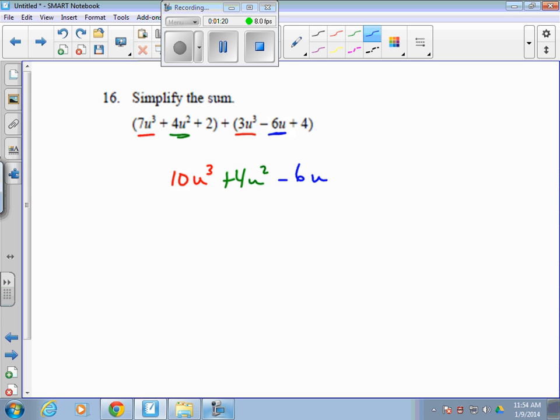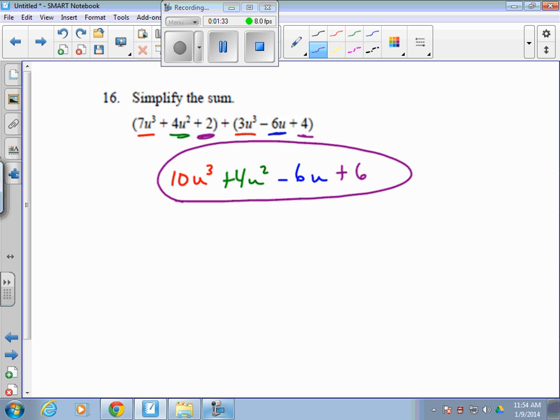You always write them in descending order. The third, the second, the first power. And then the last one is plus positive 2 plus 4 is plus 6. So you create a polynomial with 4 terms.